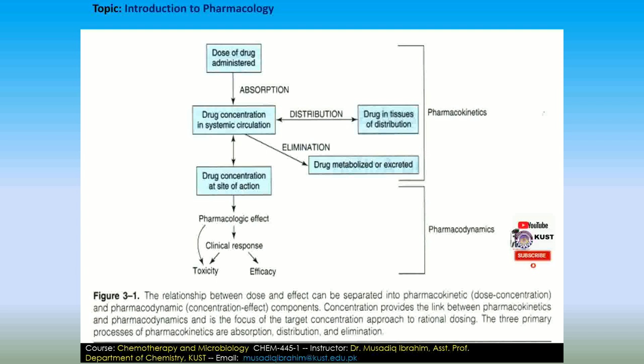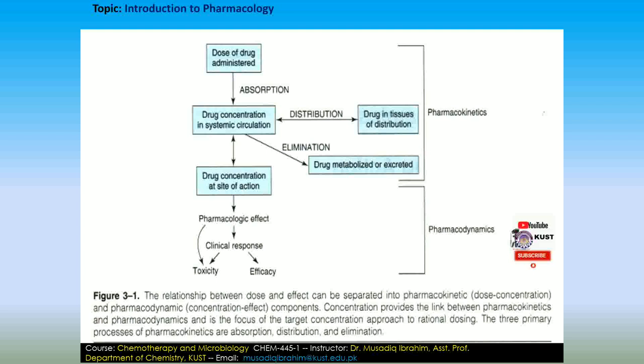Then come the toxicity and efficacy studies. Toxicity is how much antibiotic or specific drug, when given, reaches a toxic level, and similarly, how much antibiotic or specific drug can be given so that it has the maximum efficacy and is not causing any toxicity. All of these are studied in pharmacodynamics, and the mode of action is also studied in pharmacodynamics.